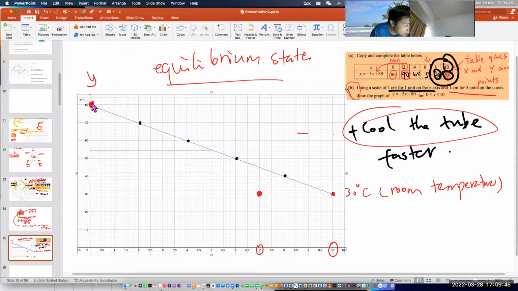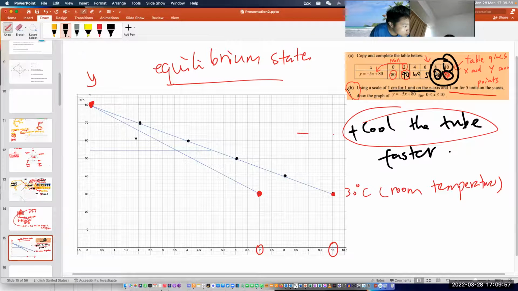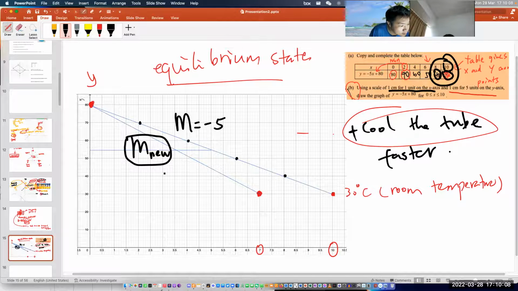This is what you start with. This is what you end with. Then you just link up these 2 points. Then you just look at this gradient. So this is your new gradient. I use m new. This is your gradient, which is -5 just now. So what do you think? What is your gradient now? Is it -6 or -5 or -4?